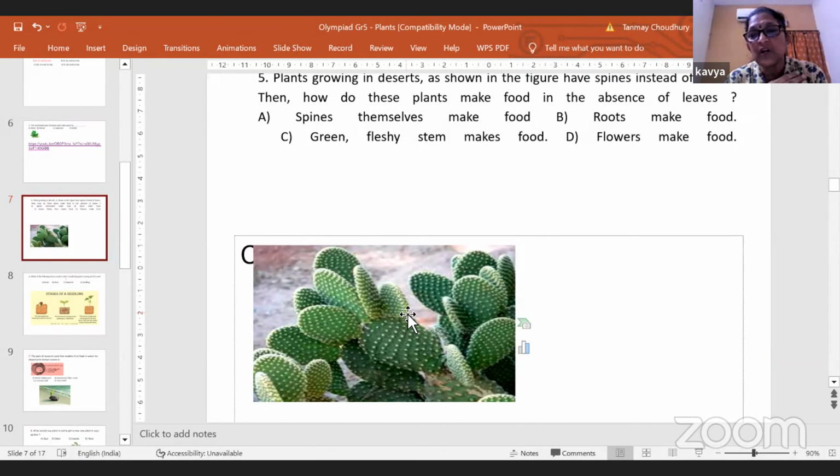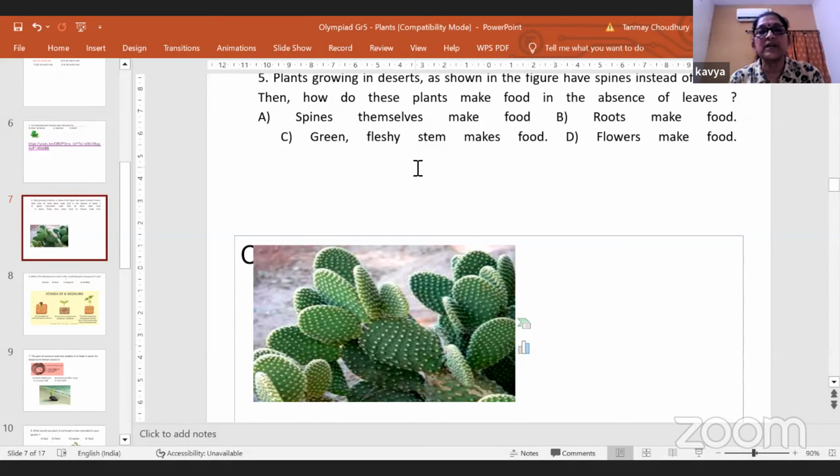The cactus cannot afford to have stomata on the leaves because there would be a lot of loss of water, and it is growing in areas which have less water. So how will photosynthesis take place? Who will make food if the leaves are reduced to spines? Whatever is green in color. What is green in color here? The stem, the succulent stem. So the stem takes up the function of photosynthesis.